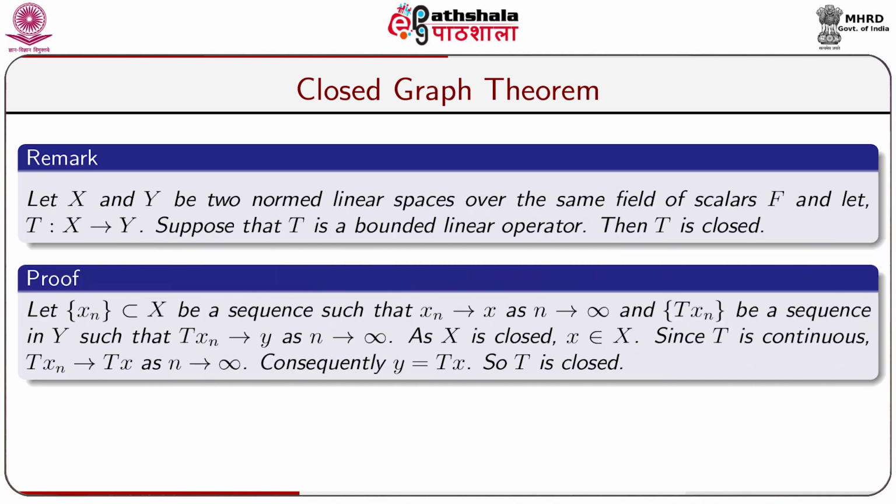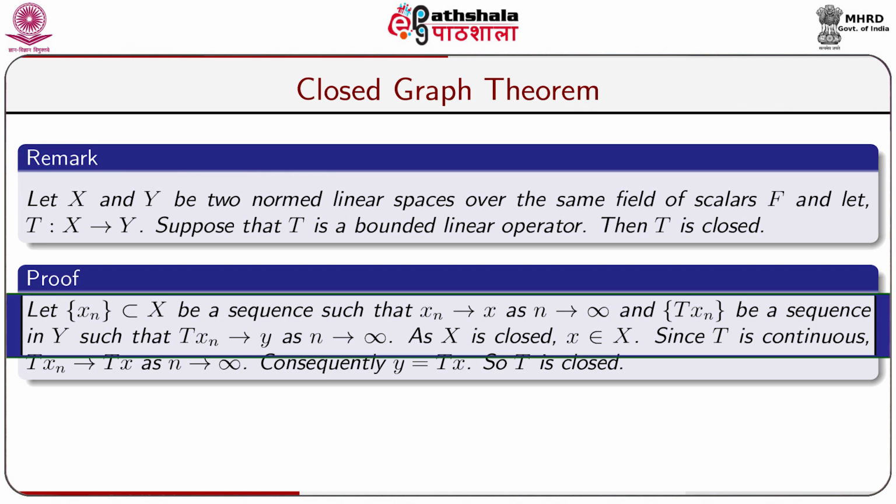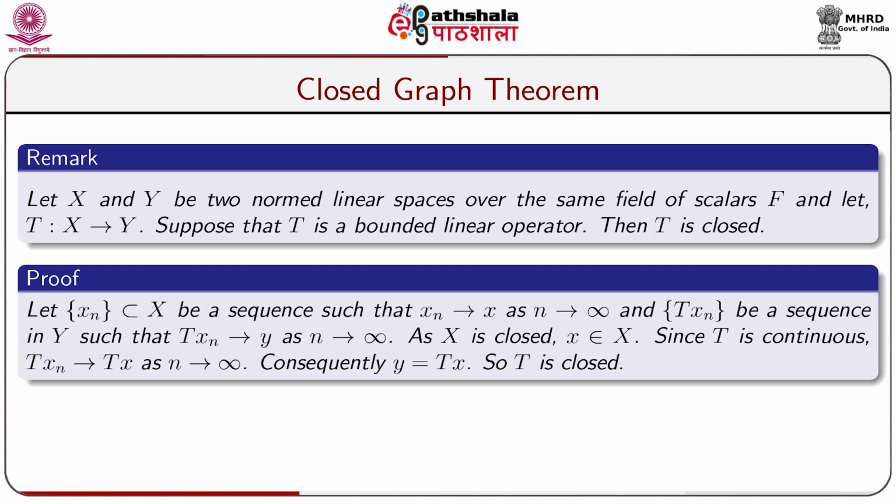So in this regard we get a remark. Let capital X and capital Y be two normed linear spaces over the same field of scalars capital F, and let T from X to Y be a linear operator. Suppose that T is a bounded linear operator, then T is automatically closed. The proof runs as follows. Let the sequence xn be taken from capital X such that xn goes to x as n tends to infinity, and Txn be a sequence in Y such that Txn goes to y as n tends to infinity.